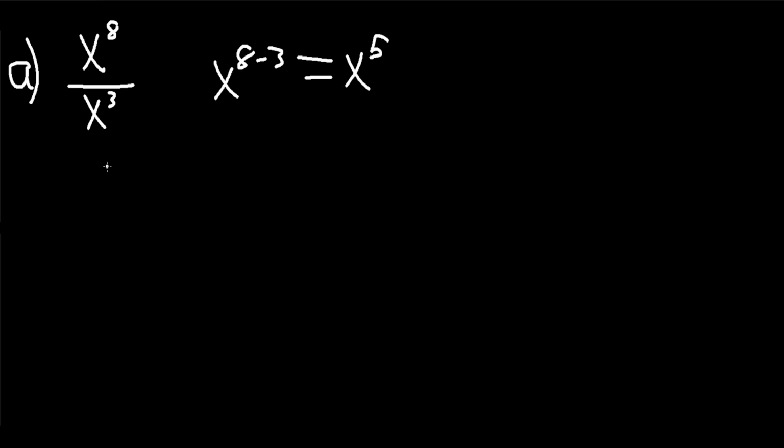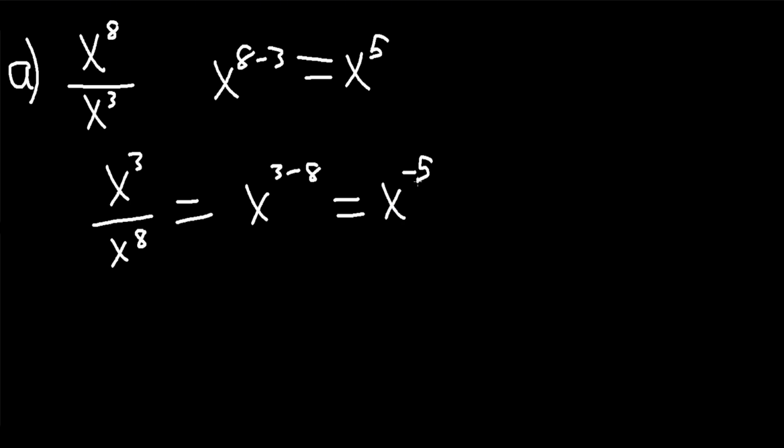And now if this was written as x to the power of 3 over x to the power of 8, we would do the same thing. That just becomes x to the power of 3 minus 8, which is x to the power of -5. However, this is not written in a positive exponential form, so we would have to rewrite this as 1 over x to the power of 5.